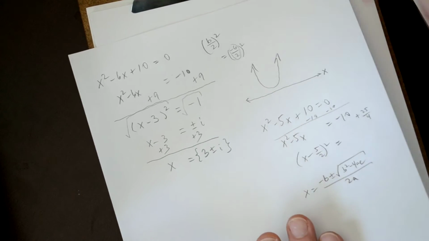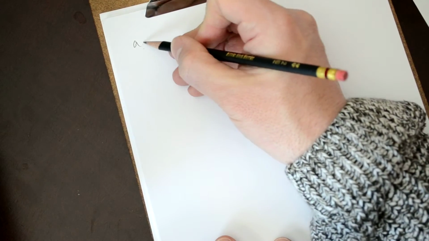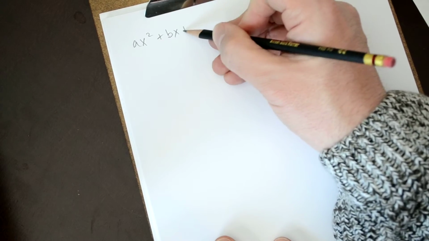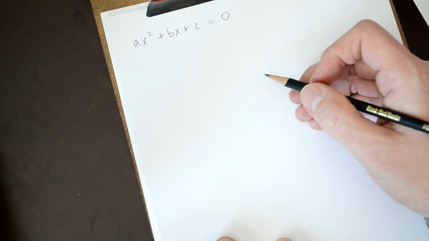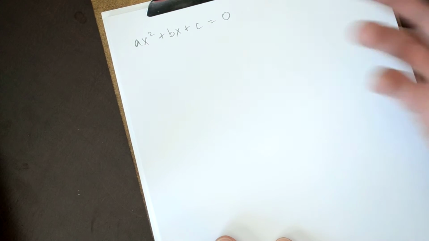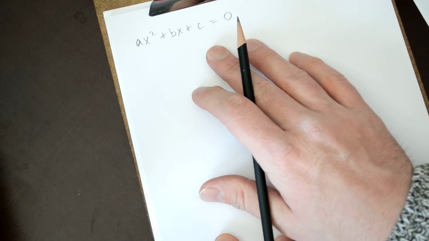Instead of looking at x squared minus 6x plus 10, let's take something very, very universal. I'm going to give you every possible quadratic. Here we go. What is A? Could be anything. B, same thing. C, I don't know, could be anything. This is like the universal form, the standard form, for any quadratic.